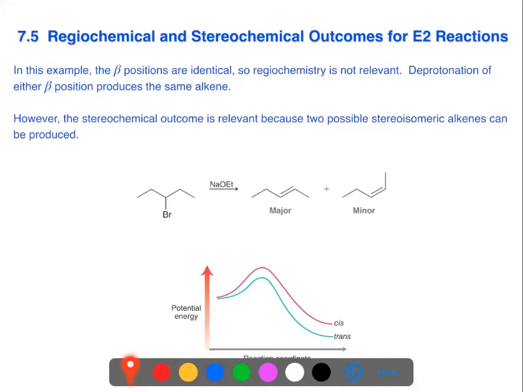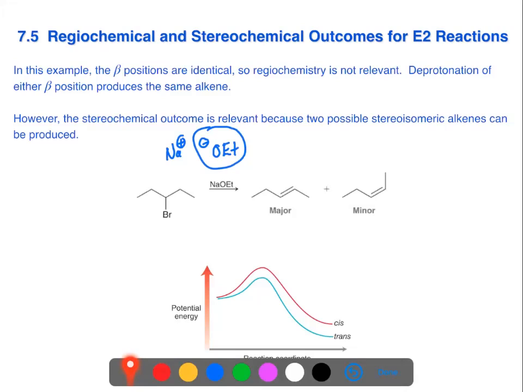Now, in this example shown below, we have two beta positions again, 1 and 2. But in this example, they are identical. So there's not going to be the same regiochemical outcome that we saw in our previous E2 example. But what we will observe when this base is used, sodium ethoxide, so again, if you see a sodium, it is simply the counter ion. This is what we are generating, and this is our active species.